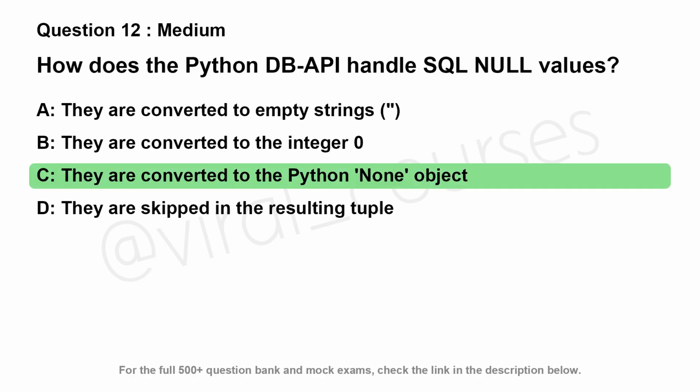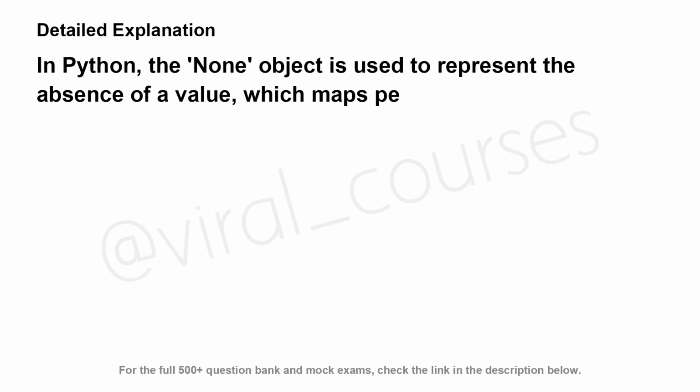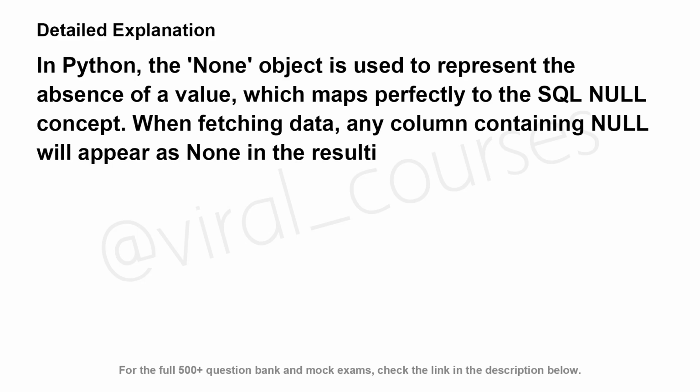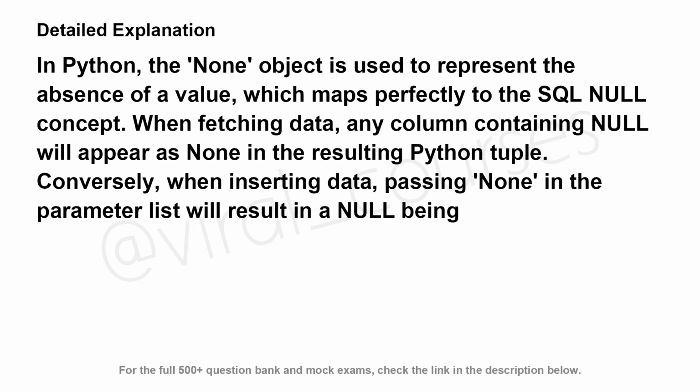The correct answer is C. In Python, the None object is used to represent the absence of a value, which maps perfectly to the SQL NULL concept. When fetching data, any column containing NULL will appear as None in the resulting Python tuple. Conversely, when inserting data, passing None in the parameter list will result in a NULL being stored in the database.